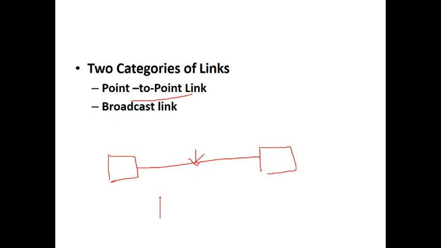But if I have more than two devices, this may not be a point-to-point link sometimes. So this can be a broadcast link. Broadcast link means the link is shared between all the devices in the network. That is why we categorize the link as point-to-point link and broadcast link. A point-to-point link is dedicated only between two devices. A broadcast link is shared between all the devices. So just remember the differences between point-to-point link and broadcast link.